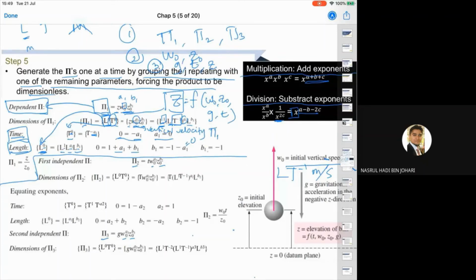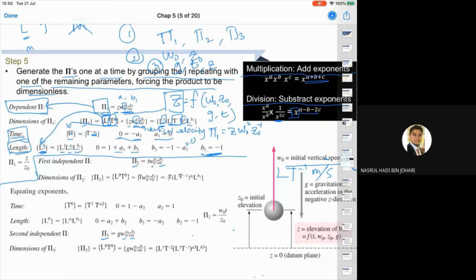Pi 1 equal to what? Equal to Z. You write down Z, the elevation of the ball, W naught, or the initial speed, power of A, tadi power of A apa? A adalah 0. And then Z naught power of what? Z naught power of B1 ni tadi minus 1.